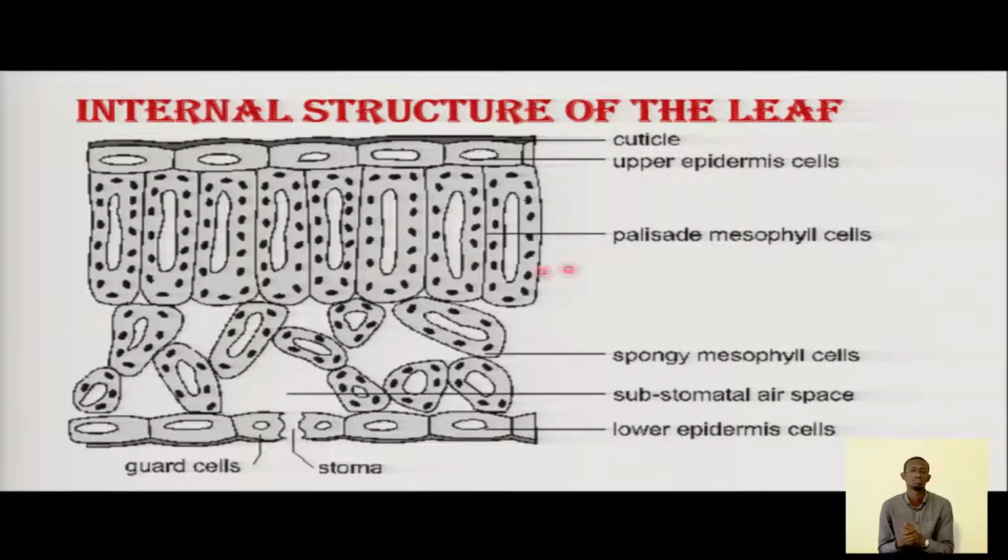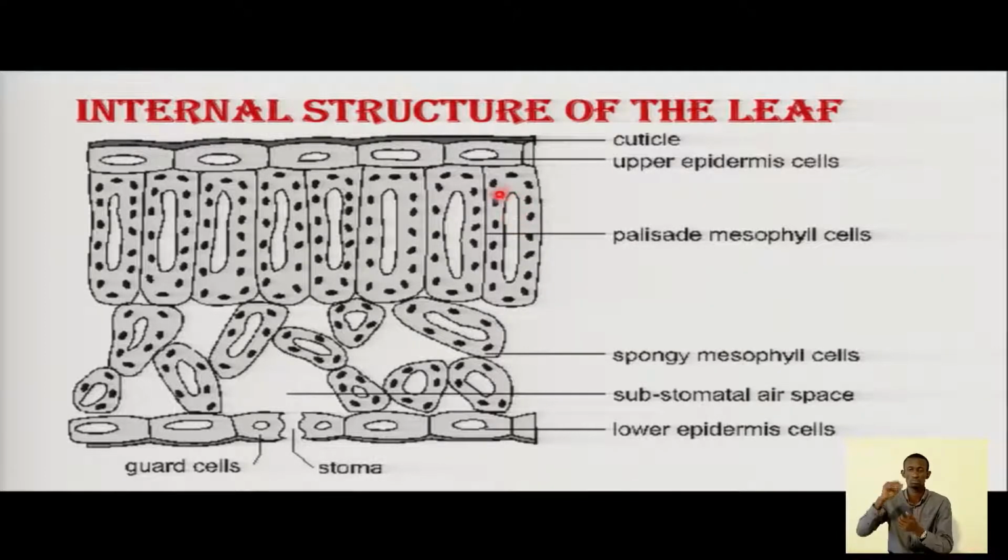Then from there, we have what we call palisade mesophyll cells. This is a palisade mesophyll cell. This is another palisade mesophyll cell. And as you can see, these cells have the central vacuole. Remember, it's a plant cell. It has the central vacuole.